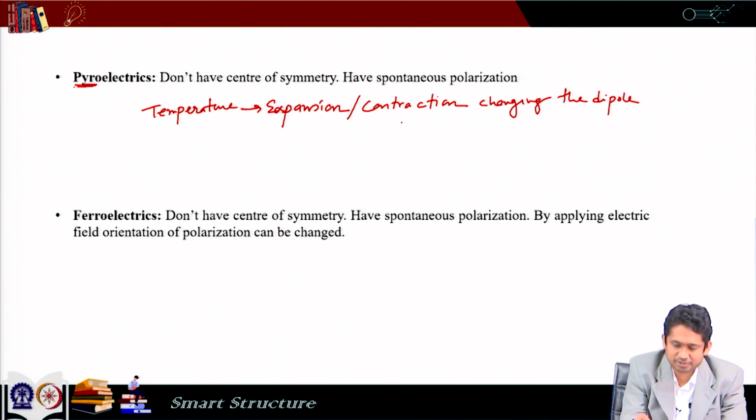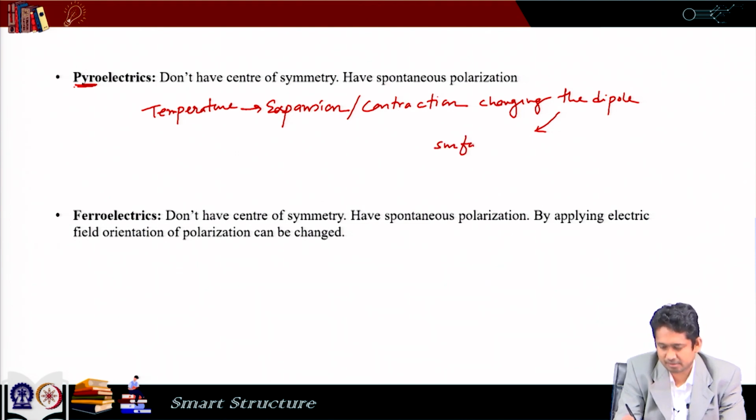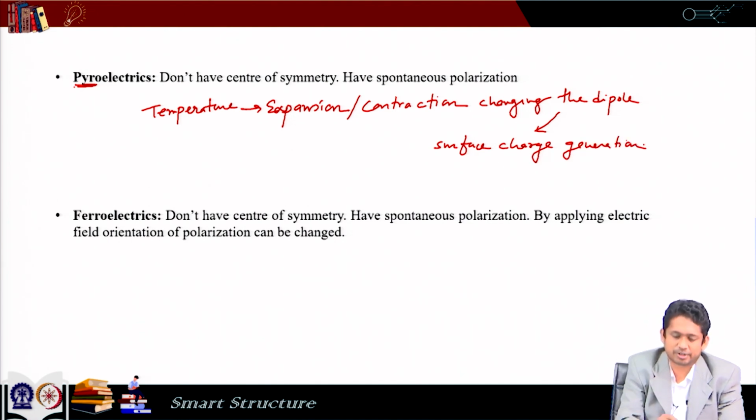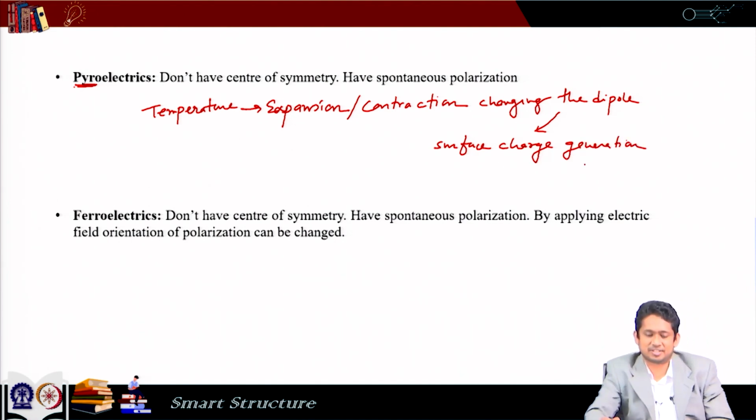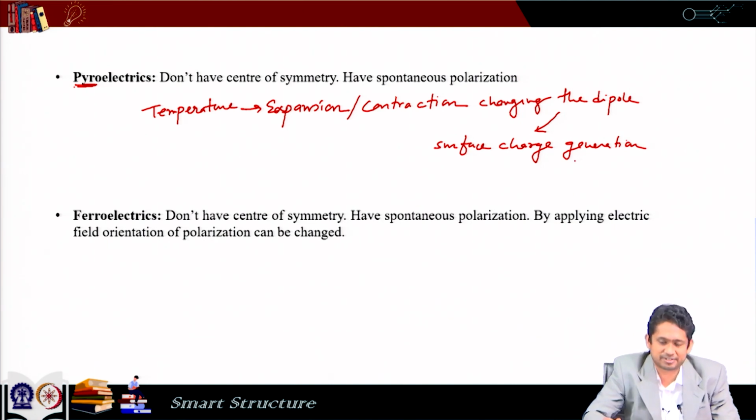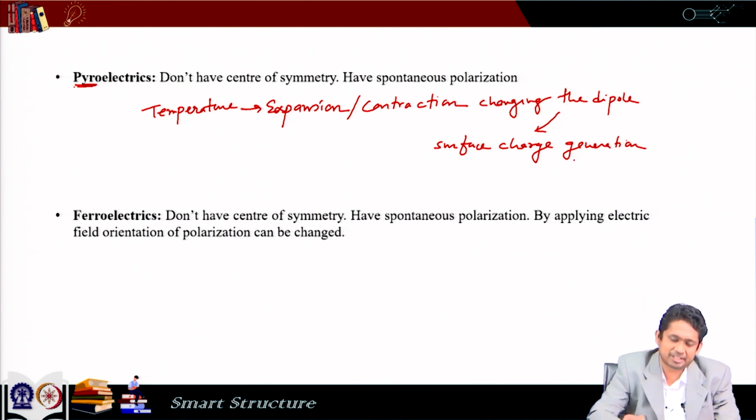And when the dipole is changed, surface charge is generated. So, temperature indirectly leads to surface charge generation. That is why it is pyroelectric, and this expansion or contraction due to temperature has the opposite effect of surface charge generation.